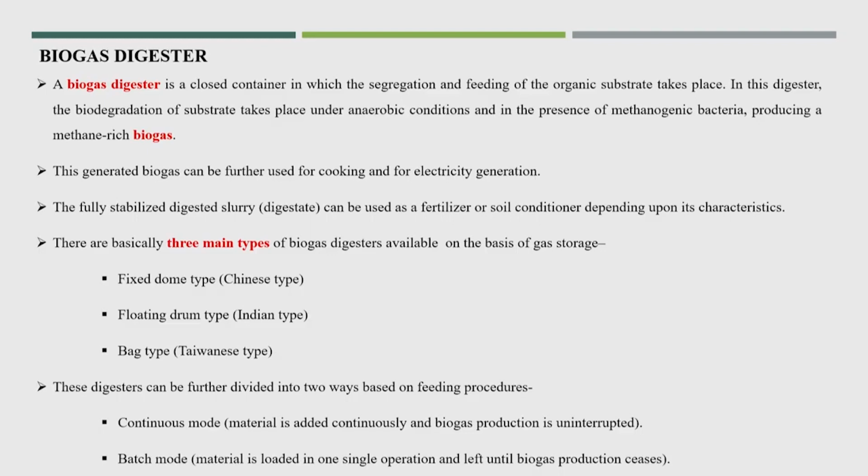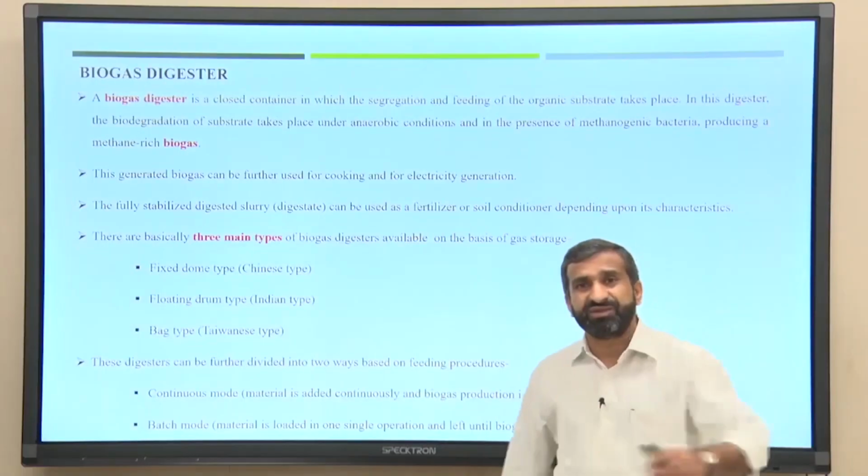And these digesters can be further divided into different modes. In the continuous mode, the material is added continuously and biogas production is uninterrupted. So here you can say it is a continuous mode or a fed batch process. Continuous means the substrate is continuously added, 24 hours, into the biogas reactor.